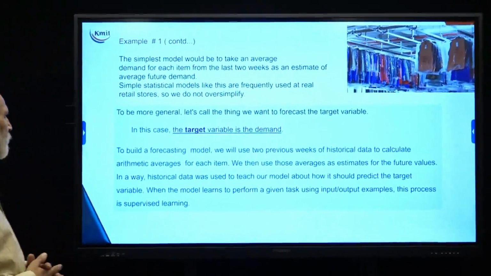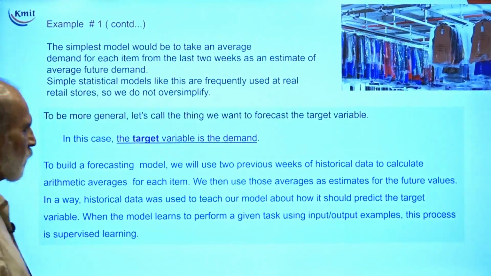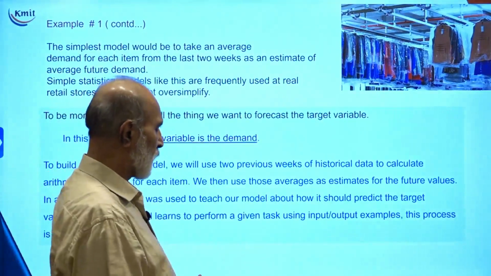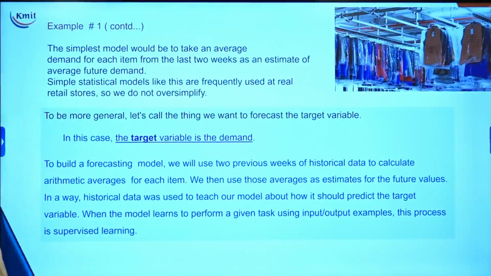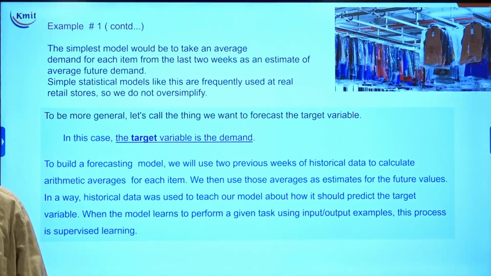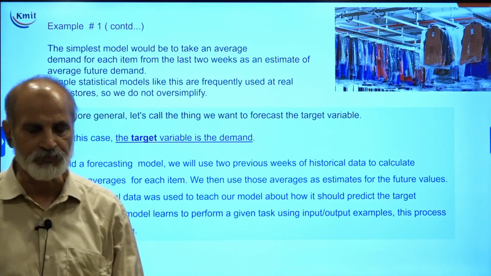In the last session I told you about the machine learning algorithm, and I'll continue with that. Say we have a shop, what we call an apparel shop, and I want to do demand forecasting. That means I want to predict which apparel, or which cloth, I need to bring from the warehouse, given what has been sold. The model will simply take the average demand of each item over the last 2 weeks as an estimator of the future demand.